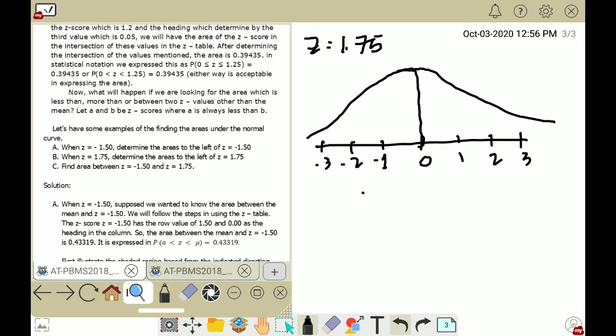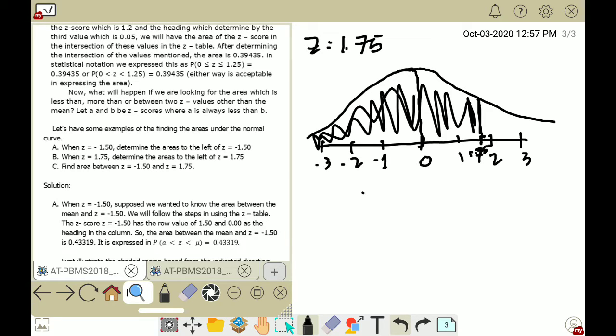Okay, up, and then locate 1.75. So 1.75 is somewhere between 1 and 2, near 2. And as what we have here, the description is to the left of 1.75. Take note that, as you can see, it covers also the left part of your normal curve.